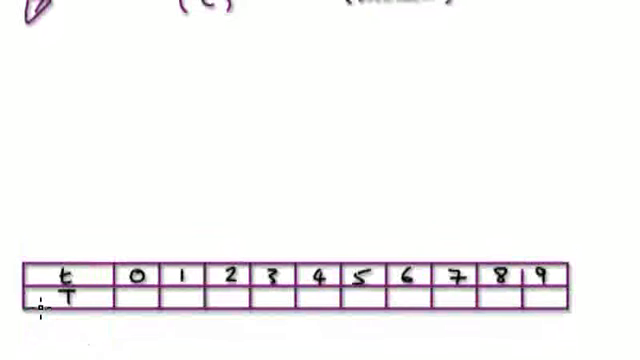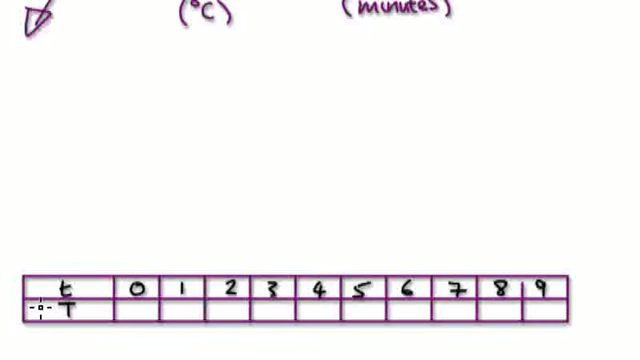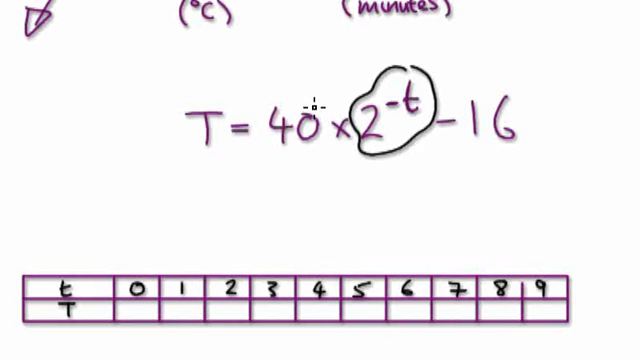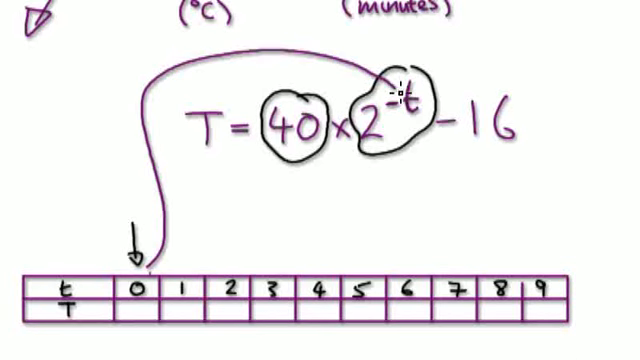Okay, so let's see. Let's start putting in values. So our formula is T equals 40 times 2 to the power of minus t, and then minus 16. Remember, powers are more important, so you've got to do this first, and then you times the 40. So let's say when time is 0. So this is when we first put the chicken into the freezer. So time equals 0. Put that into here.